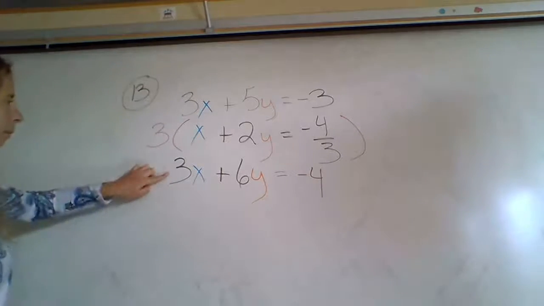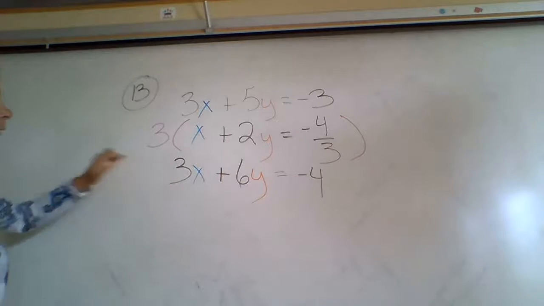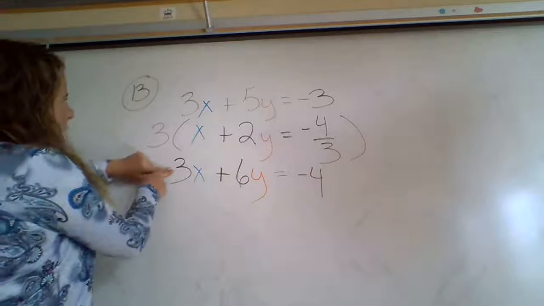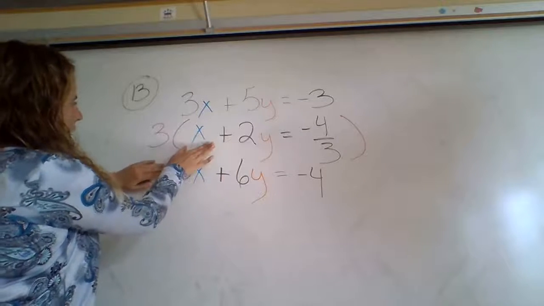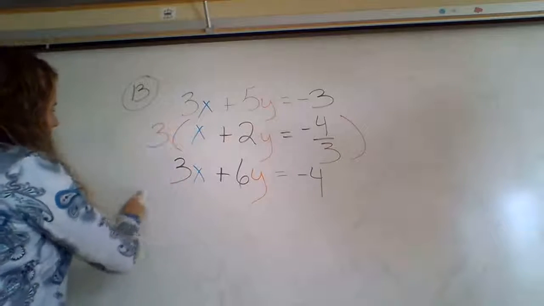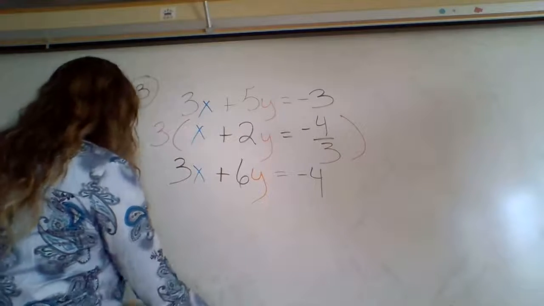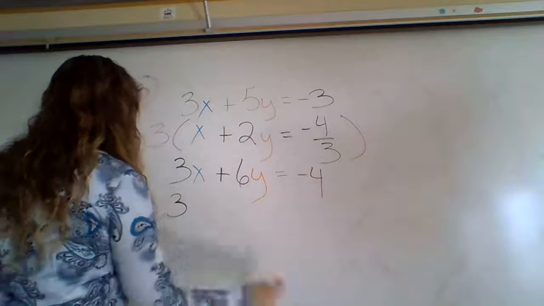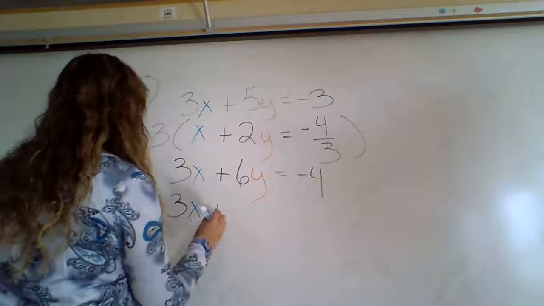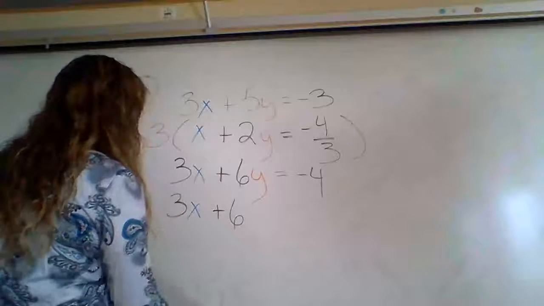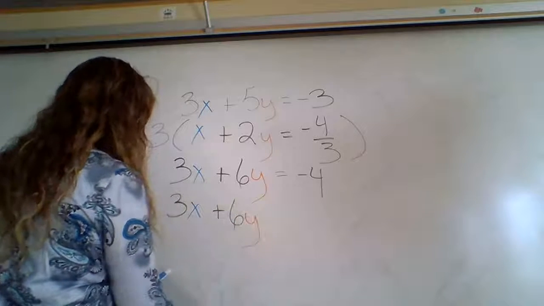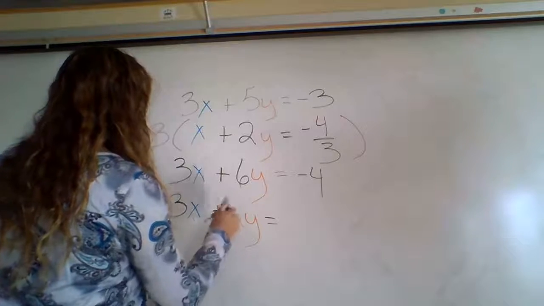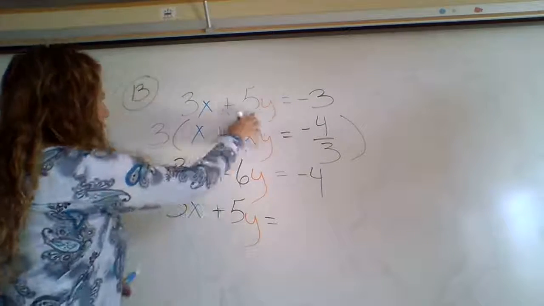So here we are. I forgot what we were doing. Oh, we multiplied everything by 3. So now we change this to this. So I'm going to go ahead and rewrite my first equation just underneath. 3x plus 5y equals negative 3.